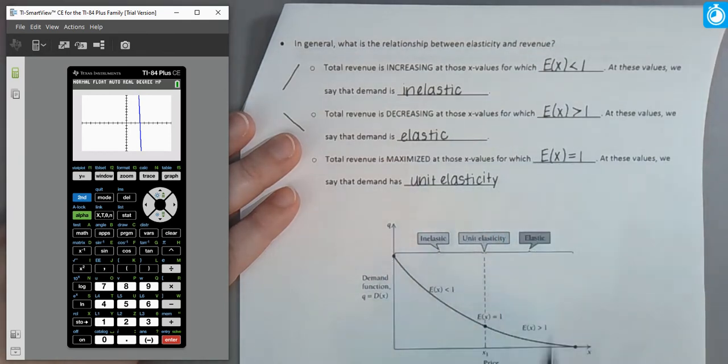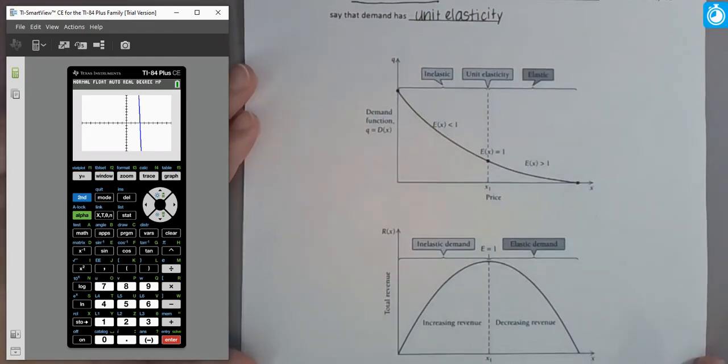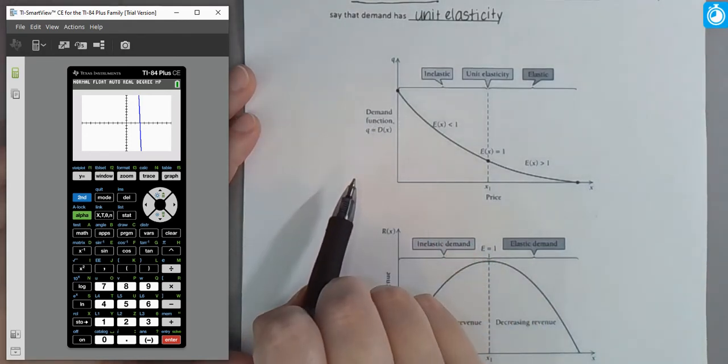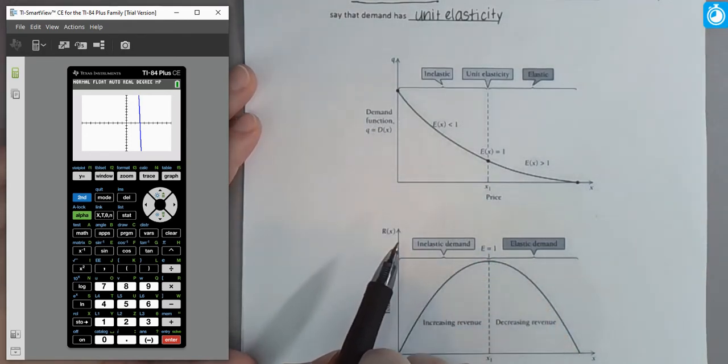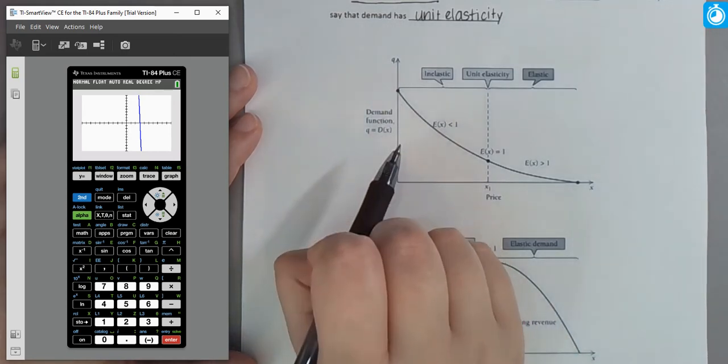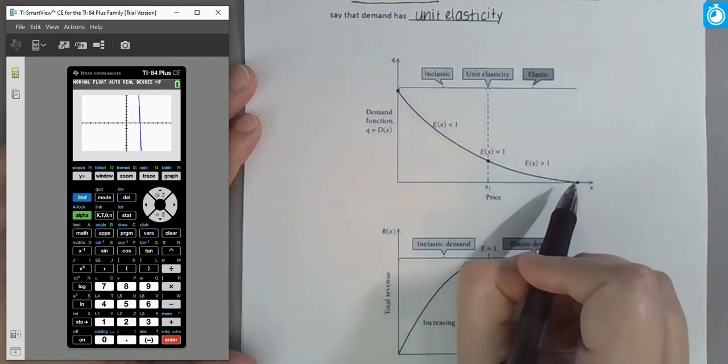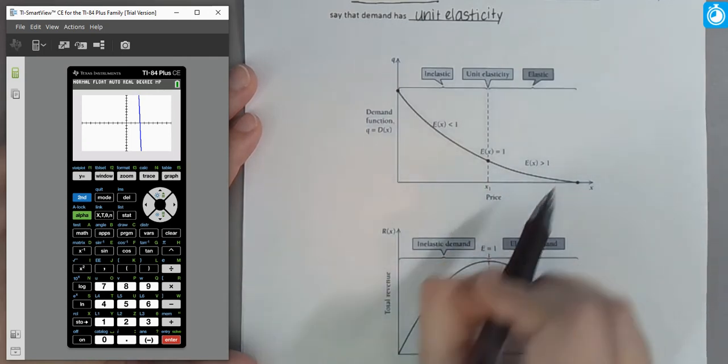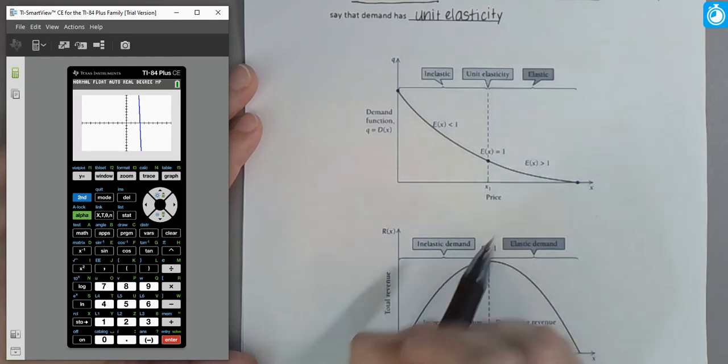Whatever X value gives us unit elasticity, that represents the sweet spot. Whatever price gives unit elasticity, that's the price we want to charge, because that's the price where revenue is maximized. So graphically speaking, if we look at our demand function, again, demand and price are inversely related to one another. So if we price things low, demand is high. People are willing to buy a lot of our product. If we price things high, then people aren't as willing to buy the product, so the quantity demanded is low.